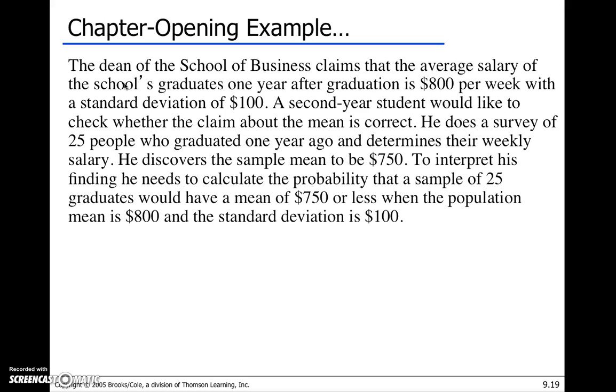He does a survey of 25 people who graduated 1 year ago and determines their weekly salary. He discovers the sample mean to be $750. To interpret his finding, he needs to calculate the probability that a sample of 25 graduates would have a mean of $750 or less when the population mean is 800 and the standard deviation is $100.